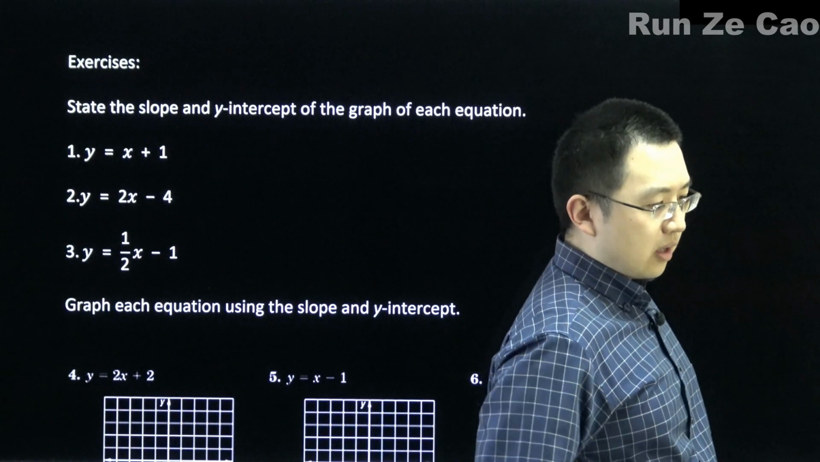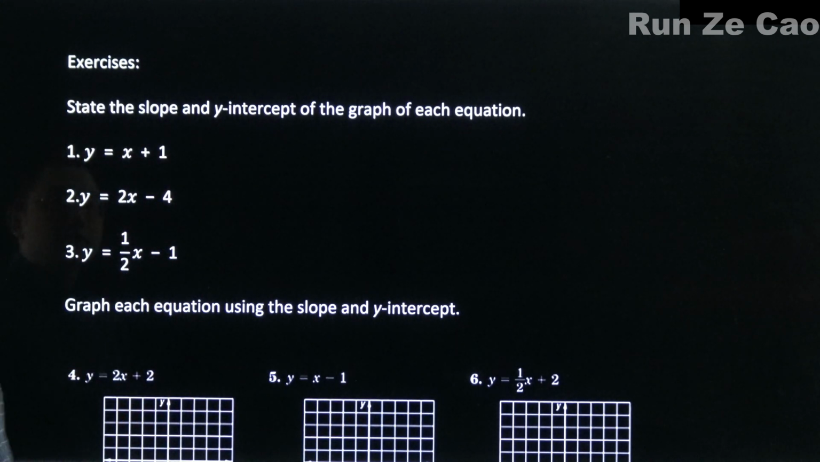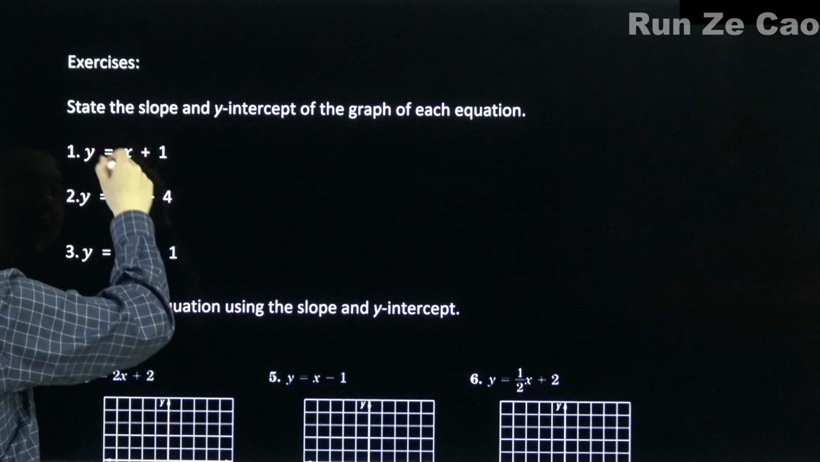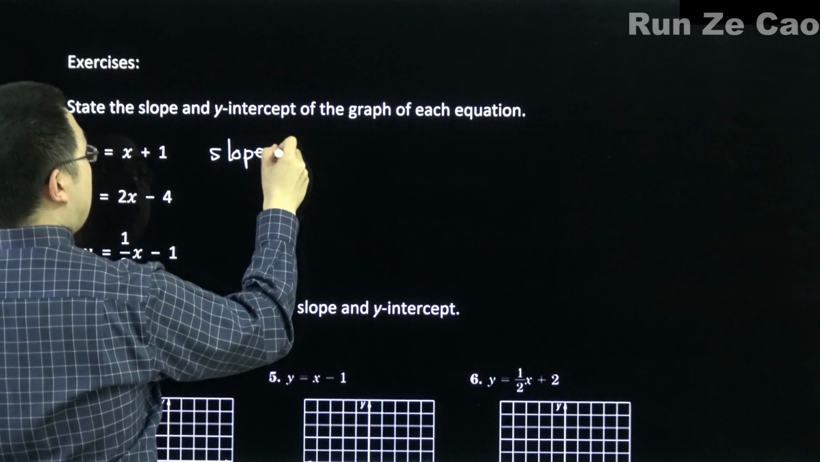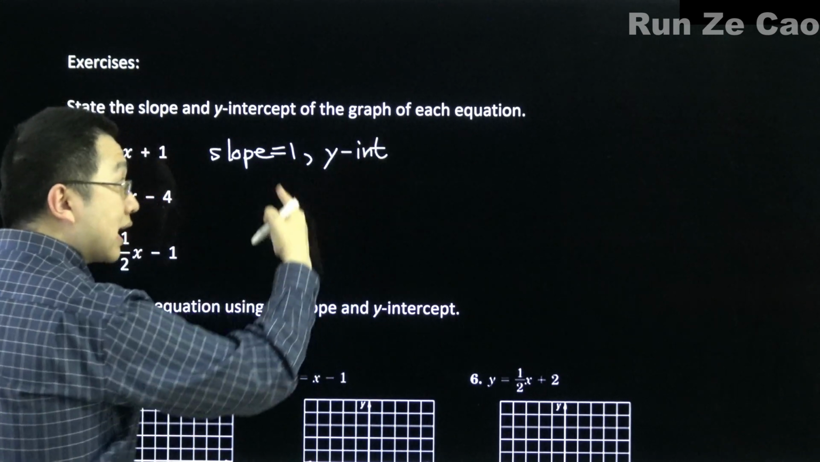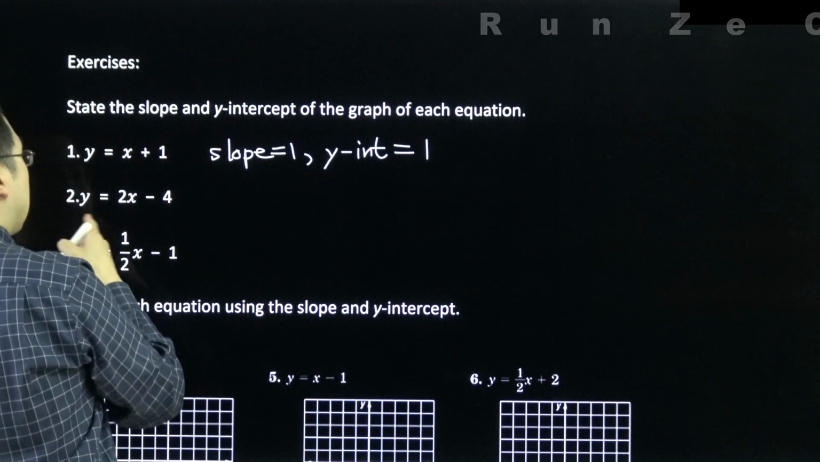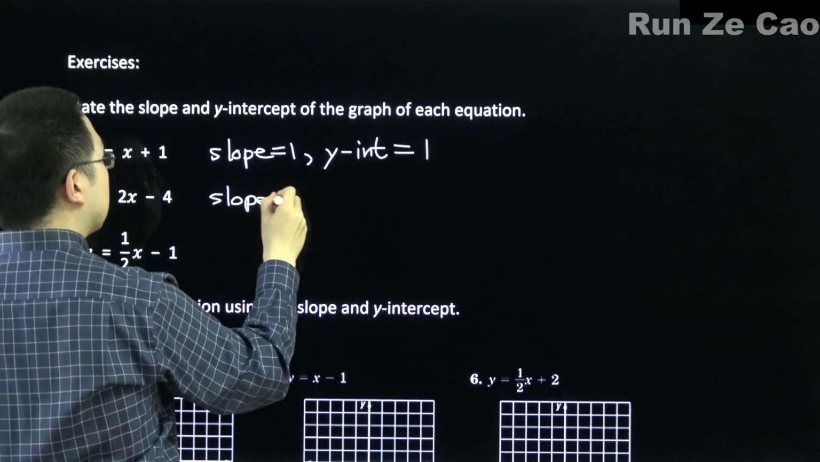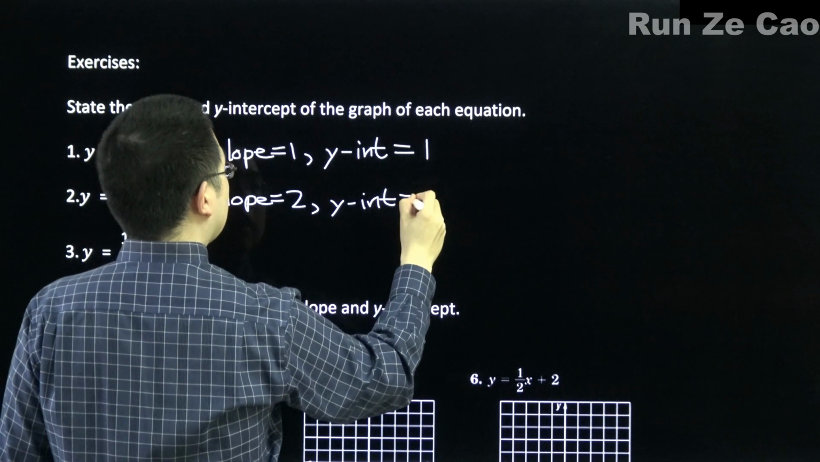Now let's do some exercises. State the slope and y-intercept of the graph of each equation. Well, here y equals x plus 1. The slope is the multiplier that's applied to the x, which is 1. Slope equals 1. And y-intercept, sometimes abbreviated like this, y-int, is equal to 1. Here, y equals 2x minus 4. The slope equals 2. And y-intercept is negative 4.